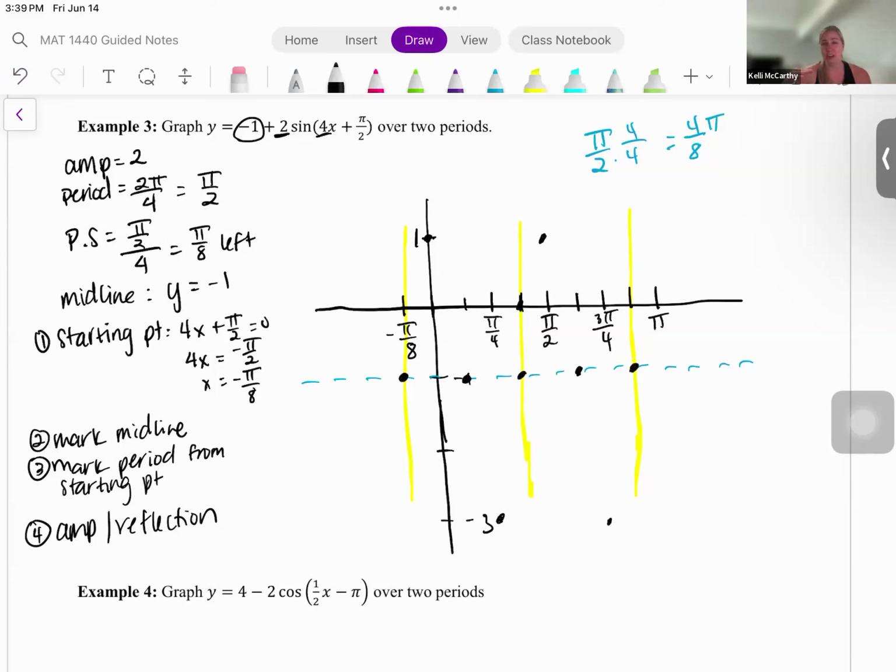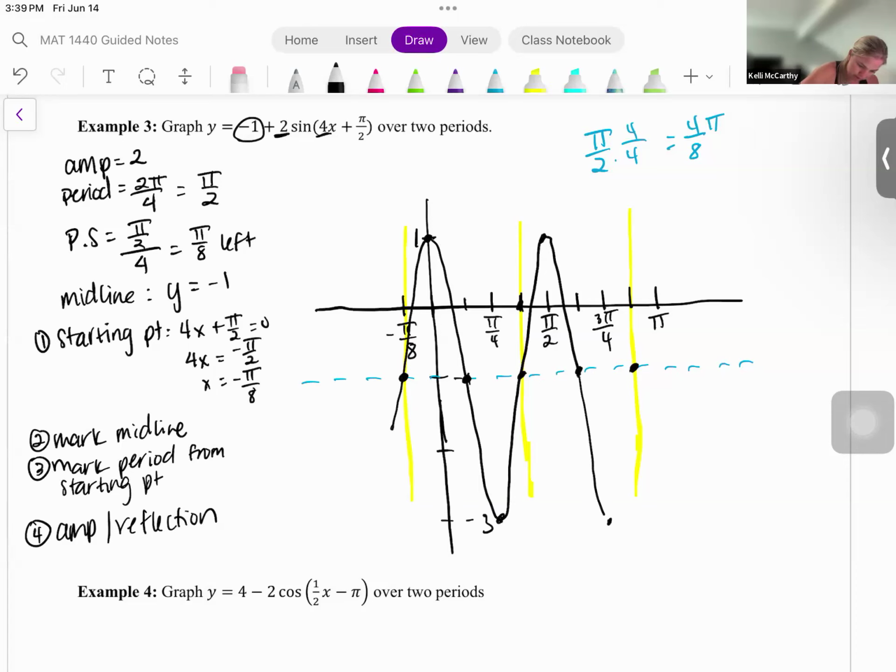So that's, again, another example of why it really helps to have that midline somehow denoted on your graph, because you can see even I reverted back to thinking the midline was the x-axis, which it's not in this particular example. So starting up, going back down, going back up, all the way up, back down, and all the way up. And there's our graph.